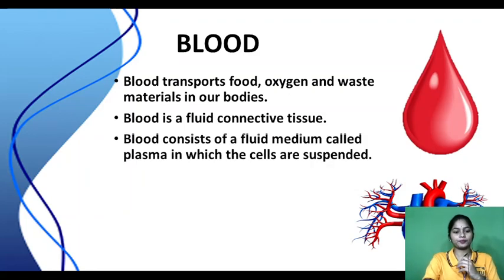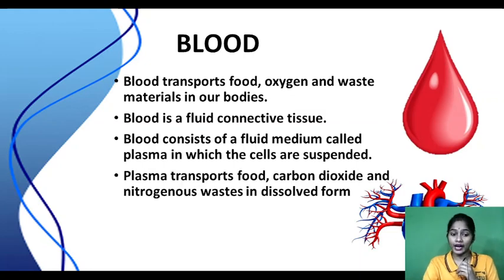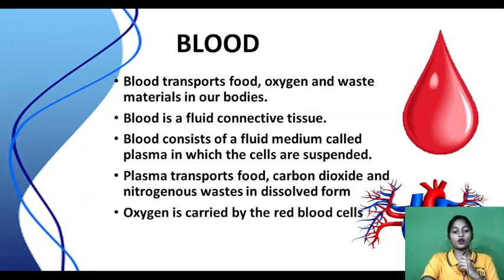Clear? Now see, blood consists of a fluid medium, which is called the plasma, in which the cells are suspended. Plasma transports food, carbon dioxide, and nitrogenous waste in dissolved form, because plasma is the fluid part. And oxygen is carried by the red blood cell. Can you recall which pigment helps in the transportation of oxygen? Just comment. It's hemoglobin.